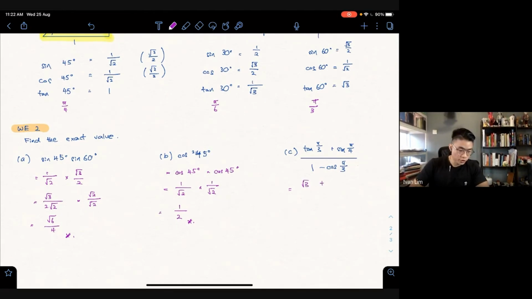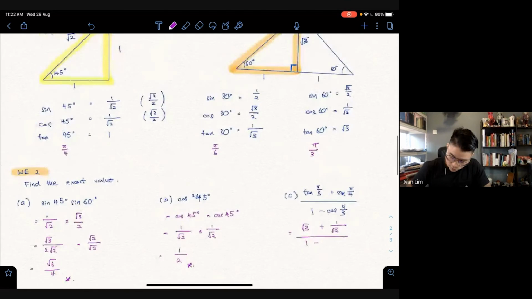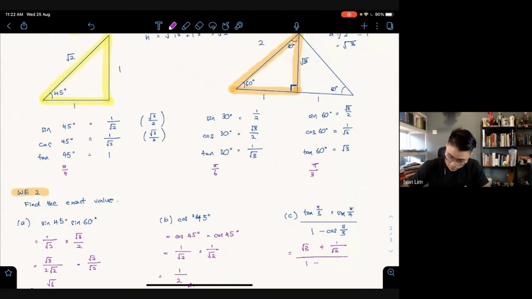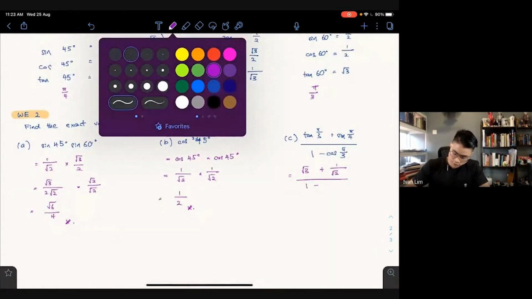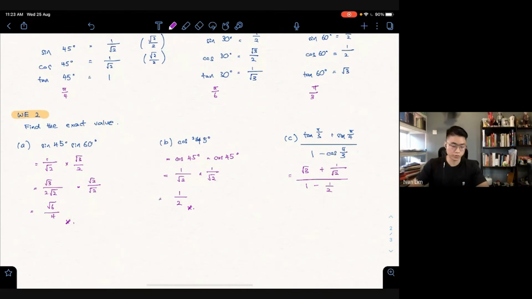Sine pi over 4, which is sine 45 degrees. So we go to the 45 degrees there. 1 over root 2, over 1 minus cos pi over 3. Pi over 3 would be 60 degrees again. So 1 over... is it 1 over 2 or 1 over root 2? Oh, sorry, I gave you one wrong value here. This is 1 over 2. There's no root there. Okay, so 1 over 2.